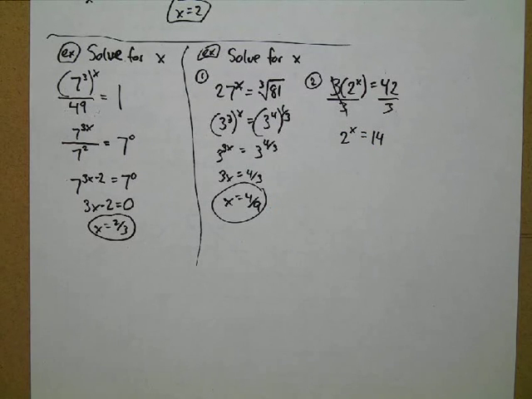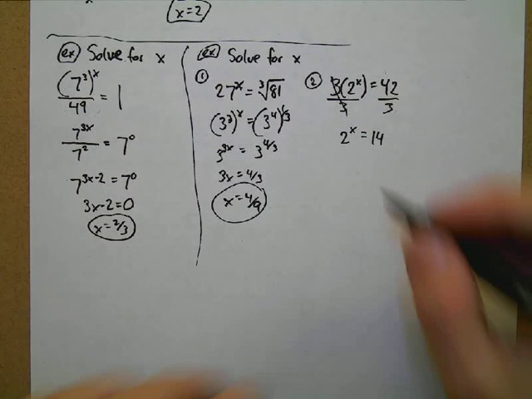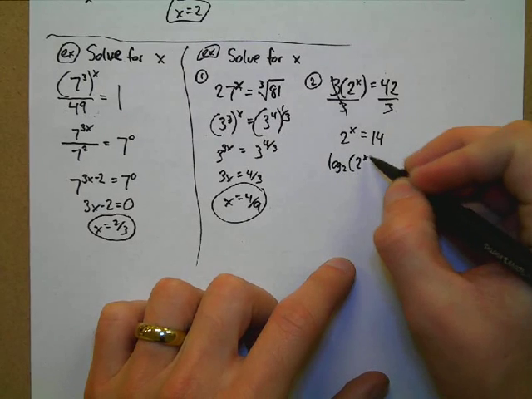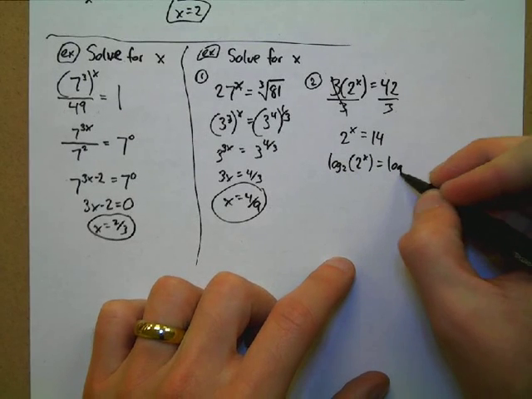Yeah, so we can rewrite this thing. So we'll do log base 2 of 2 to the x, and we'll do log base 2 of 14 like that. Okay? Now, log base 2 of 2 to the x, what does that simplify to be?